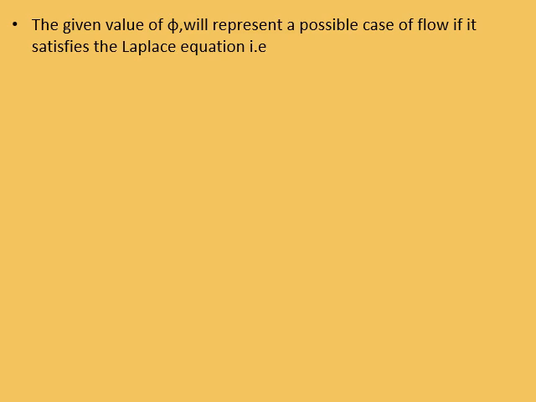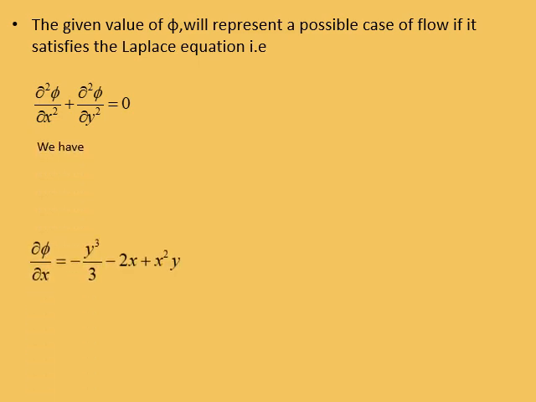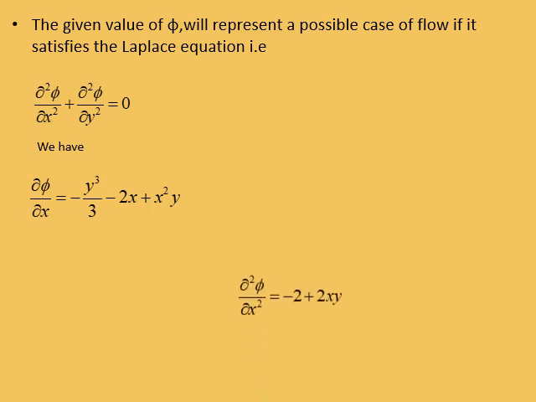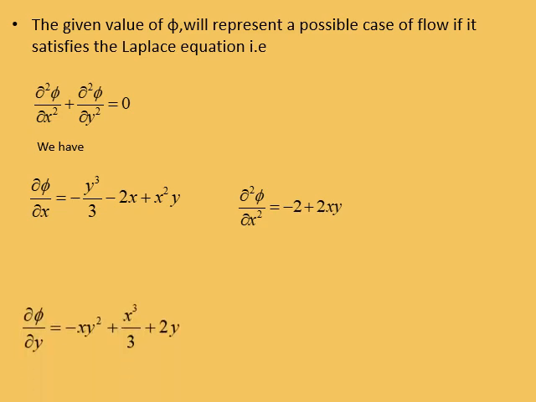satisfies the Laplace equation. So already we know the Laplace equation is like that, dou square phi by dou x square plus dou square phi by dou y square is equal to 0. So now we have dou phi by dou x is equal to minus y cube by 3 minus 2x plus x square y. So now dou square phi by dou x square, once again differentiating this dou phi by dou x, we will get minus 2 plus 2xy.